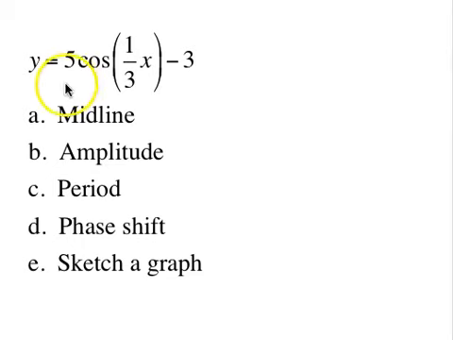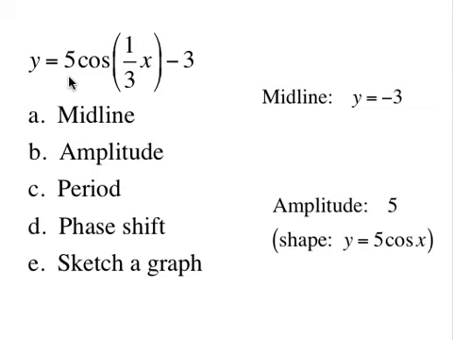Next we have y equals 5 cos 1 over 3 x minus 3. Same deal. We want midline, amplitude, period, phase shift, and then sketch the graph. Midline, shift it down 3. Normally the cosine midline is y equals 0. Shifting it down 3 tells me the midline is y equals -3. Amplitude here, 5. So the shape will be the same as 5 cos x. We'll keep that in mind. Now the period is the interesting one. I have 1/3 here. So it completes 1/3 of a cycle in 2 pi.